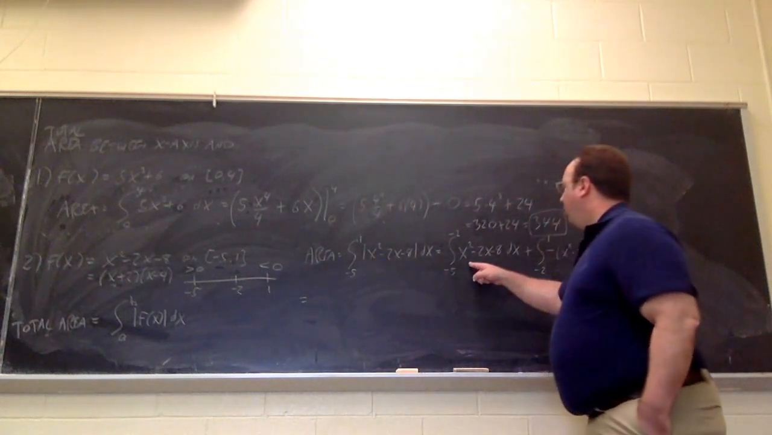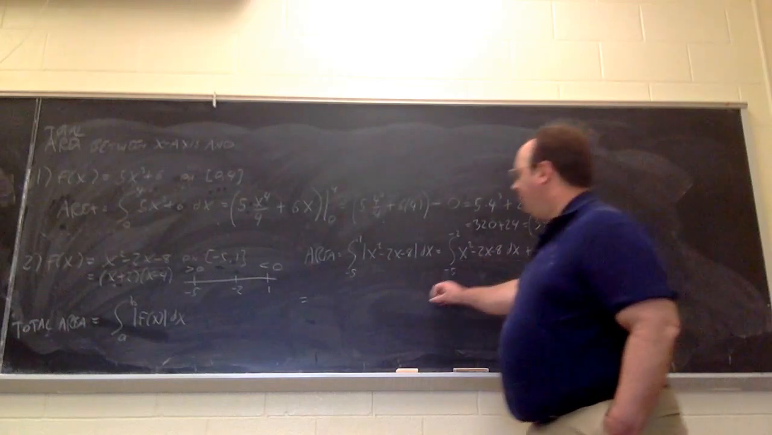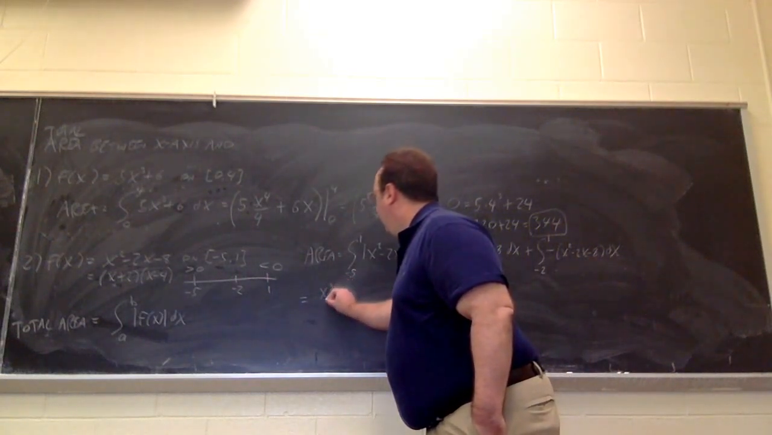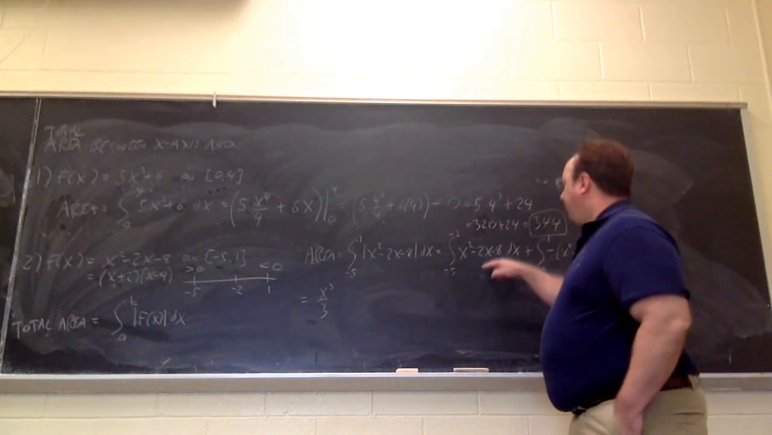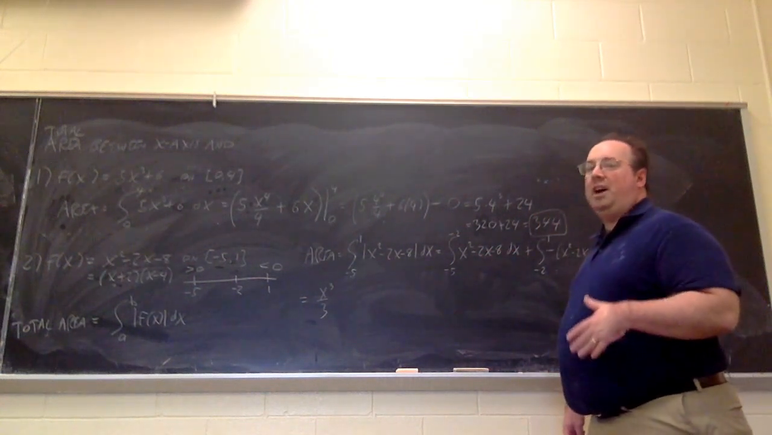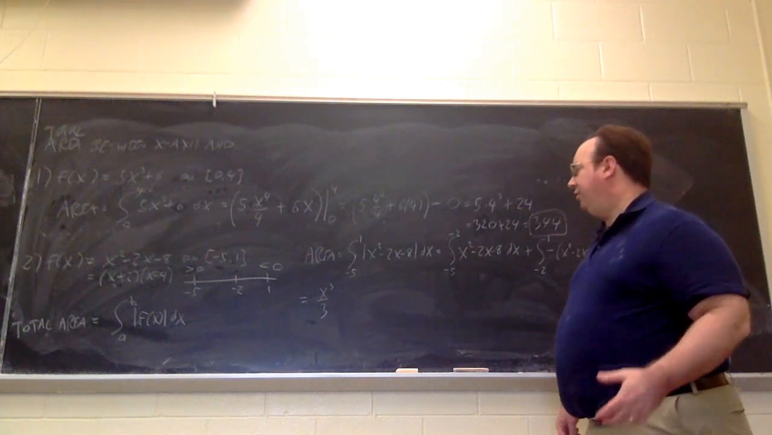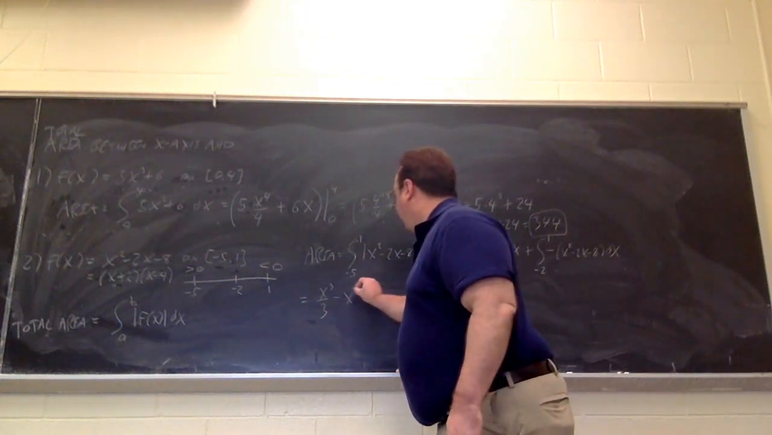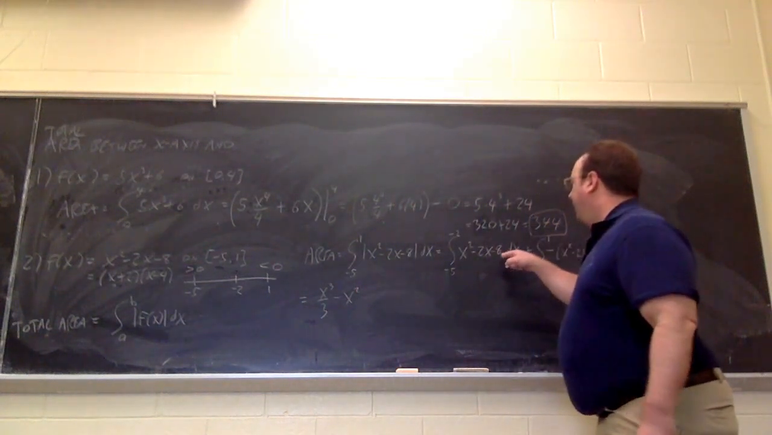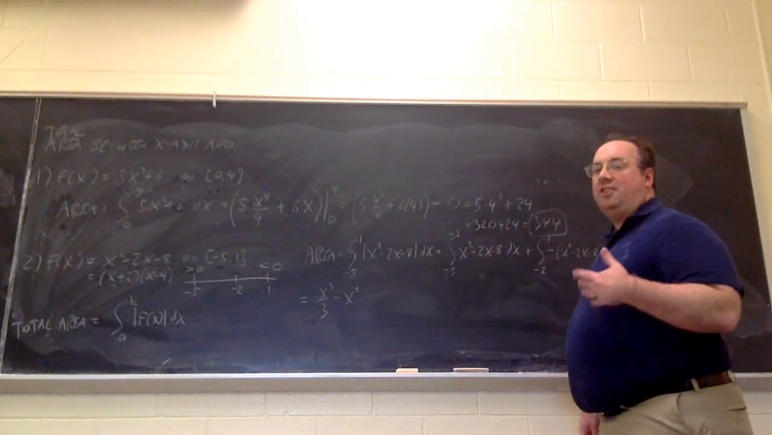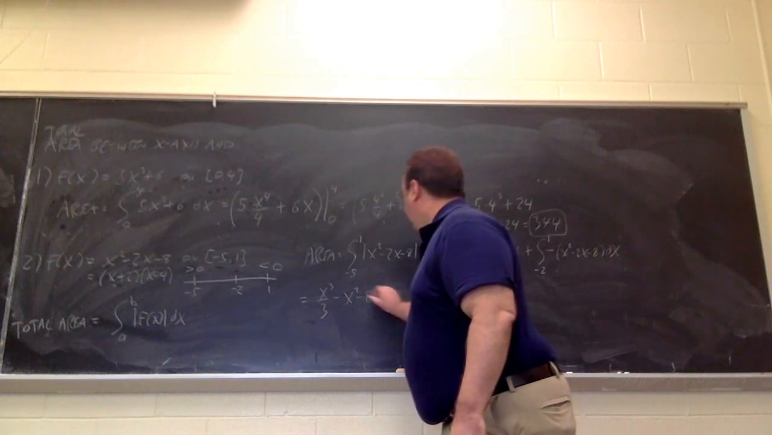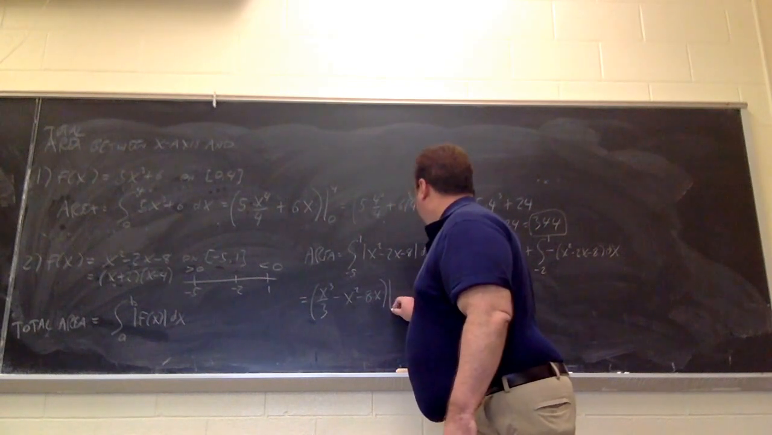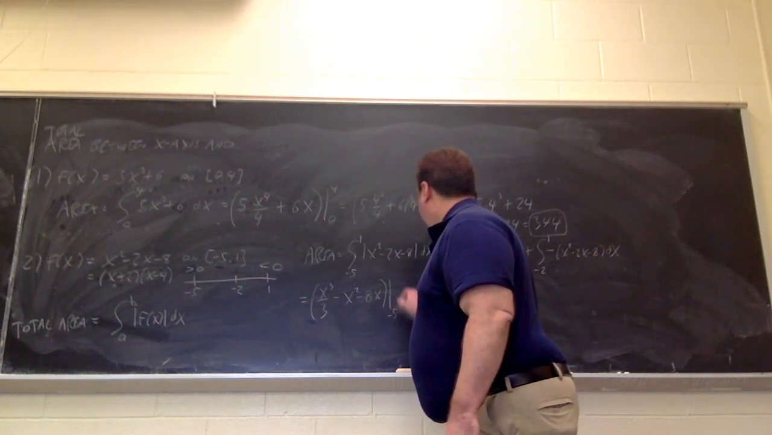So using the power rule, the integral of x squared is x cubed over 3, and then minus the integral of 2x, which is 2 times x squared over 2, so that's going to be minus x squared, and then the integral of minus 8, remember the integral of a constant is the same constant times x, so minus 8x, with limits minus 5 and minus 2.